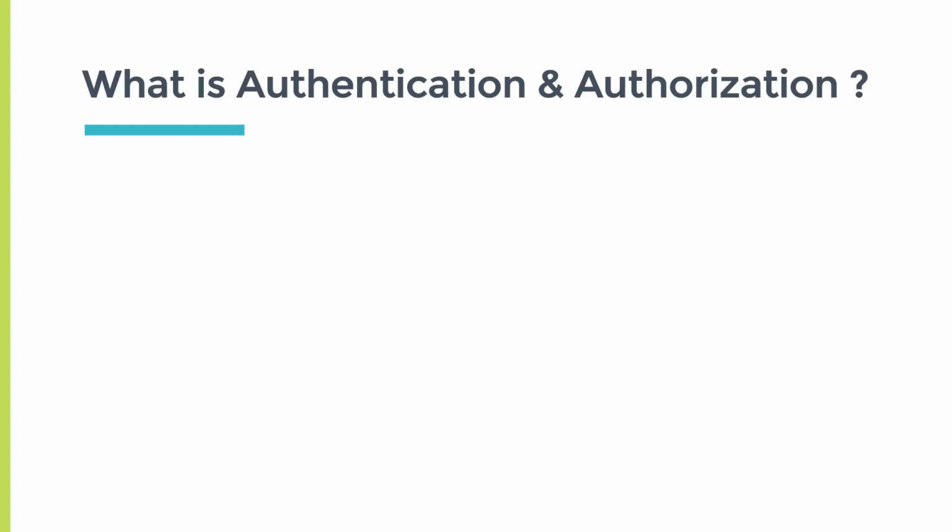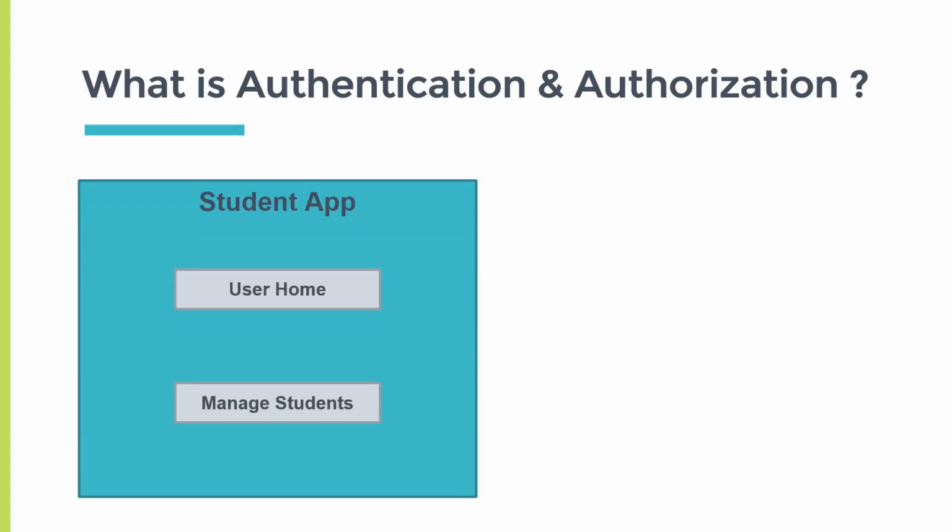So now let's understand authentication and authorization with a technical example. Say here we have one student application, and in the student application we have two pages. One is the user's homepage and another one is for managing the students. Here we can add, update or delete the students. And this is the user's homepage where the user can see his or her details like first name, last name, email and other basic things. So these are the two pages inside this student application.